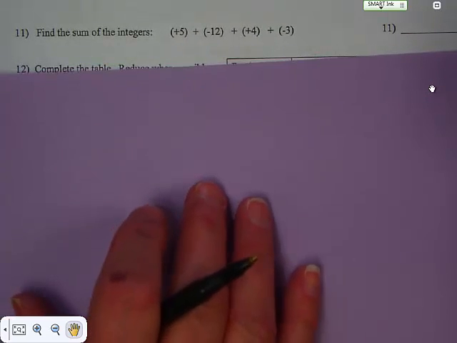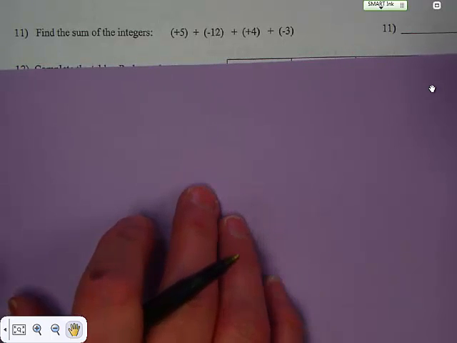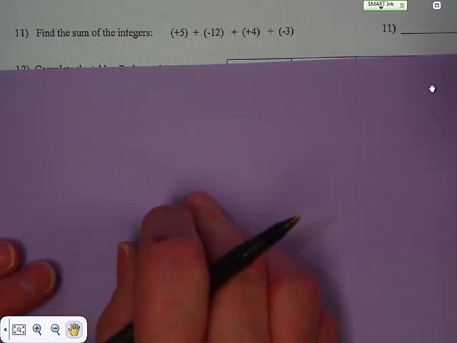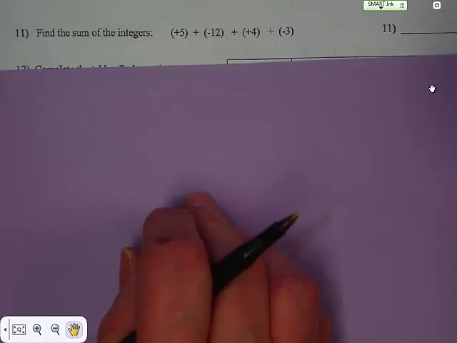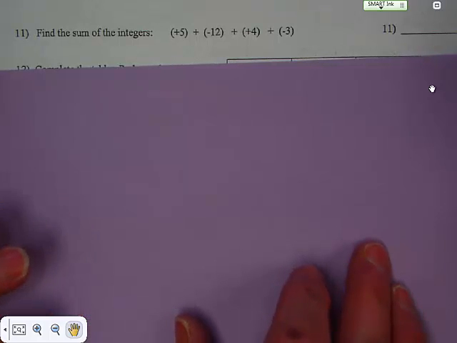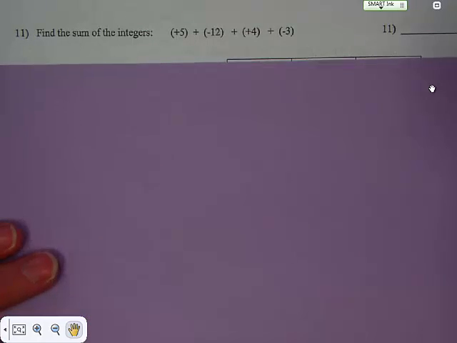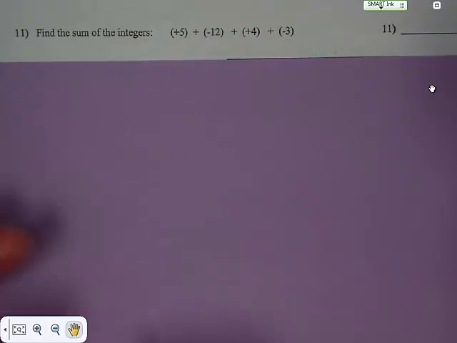So this is starting with question 11, and this is of course the review. Remember, this is not the actual test. The actual test has different numbers and might be slightly different than this. I know it's got different numbers, but just remember that as you are studying.